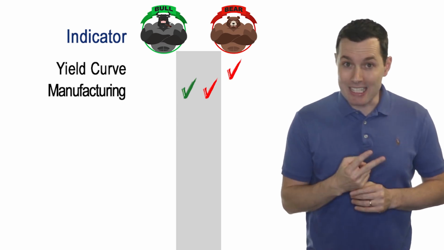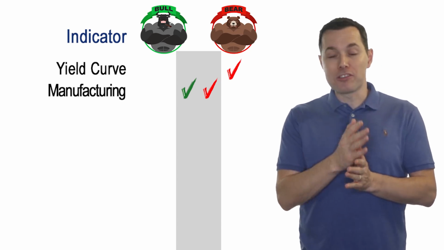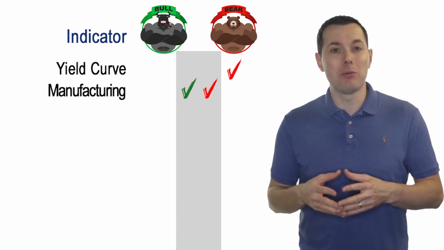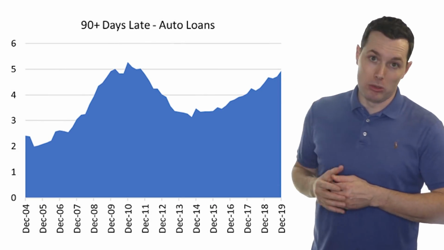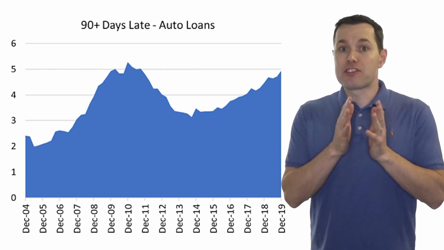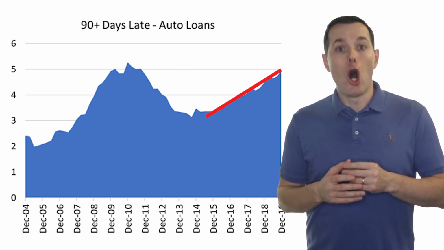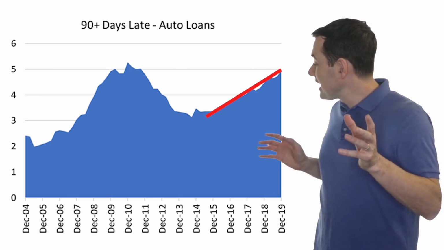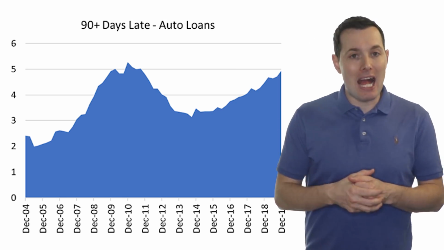Okay, next up, we have 2 indicators on a way we can track how late consumers are as far as their payments. How late are they with their payments on some big purchases? First, we have auto loans. As we can see with this chart, there's a larger percentage of people that are 90 days or more late on their auto loans. Now, this indicator is updated quarterly, so December is the last number that we have.